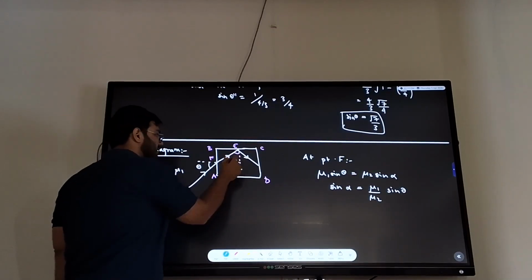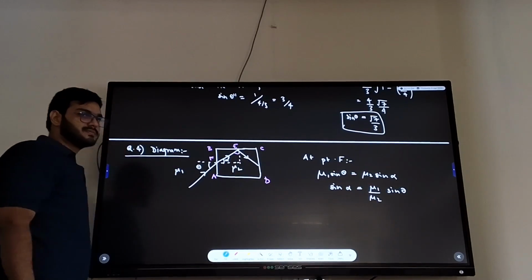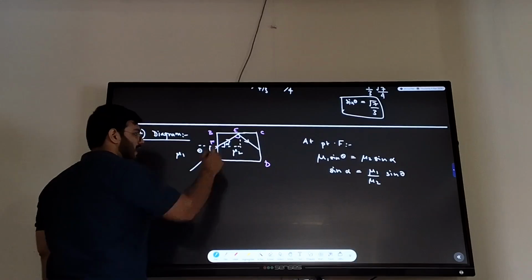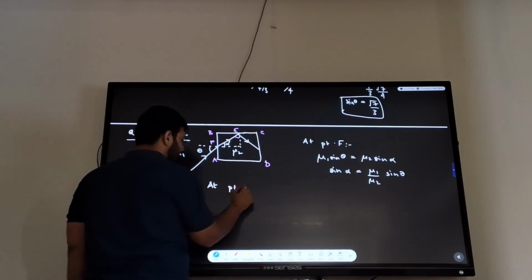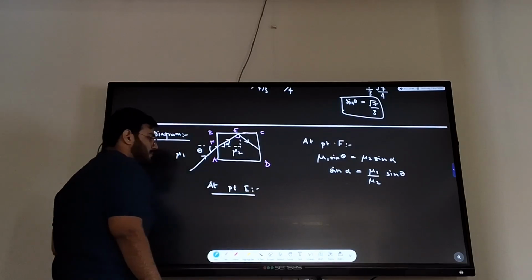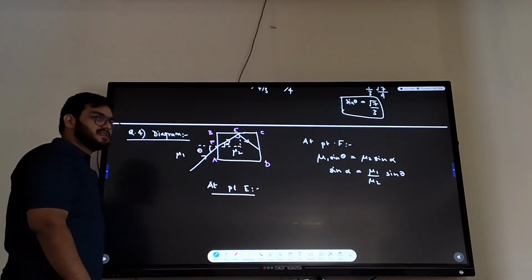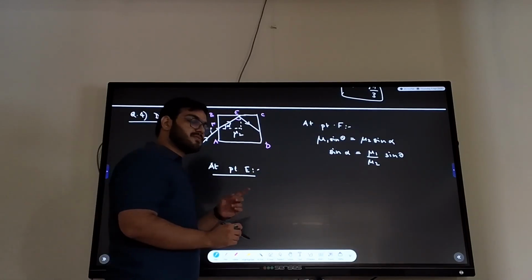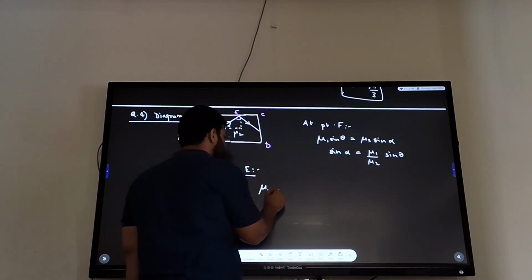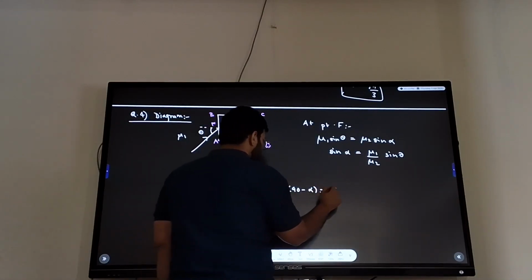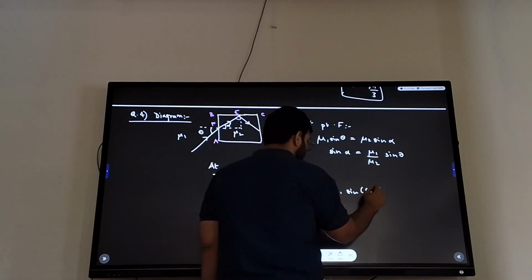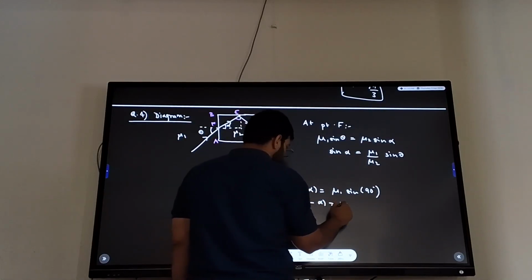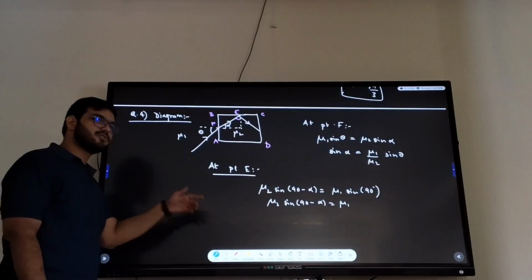What is this angle, by the way? That's 90 minus alpha, na? 90 minus alpha. ठीक है. अच्छा, at point E, what will I get? At point E, I can say that TIR will take place, and for that to happen, what can I write? For TIR to just take place, what will be the condition? That mu2 sine of 90 minus alpha should be equal to mu1 into sine of 90. Yes or no? This is the condition for TIR to just take place.